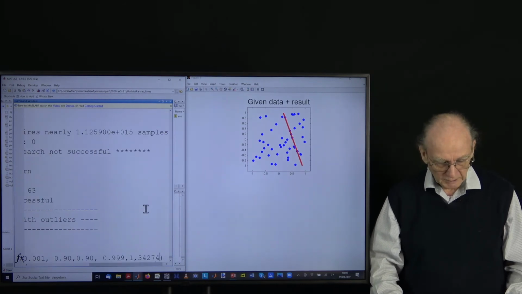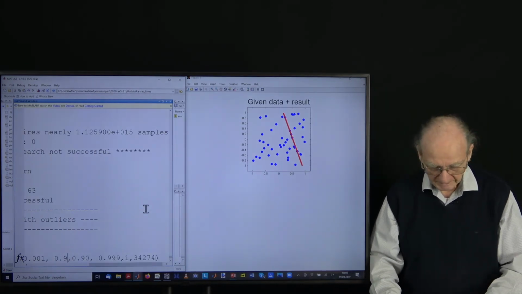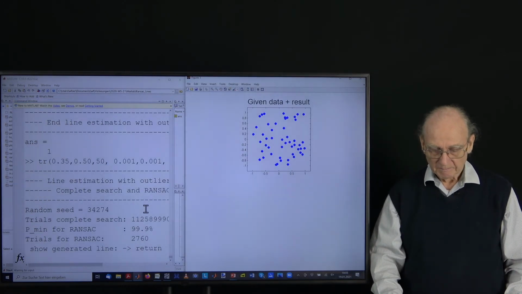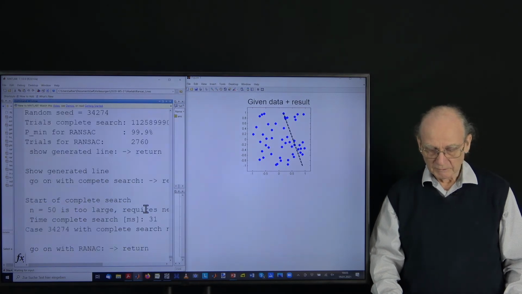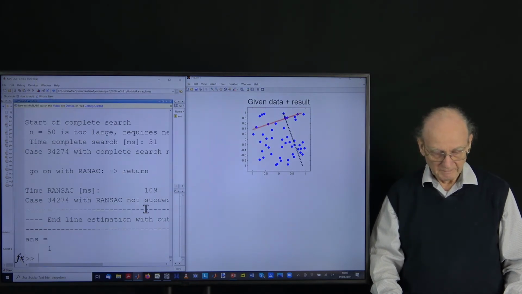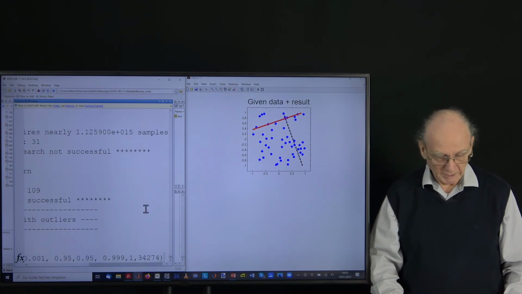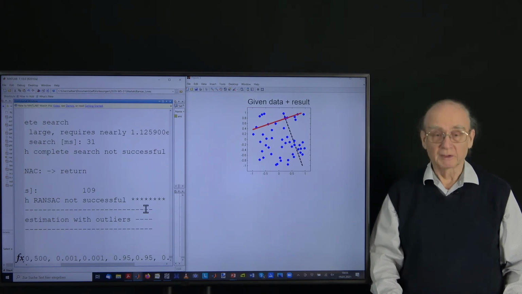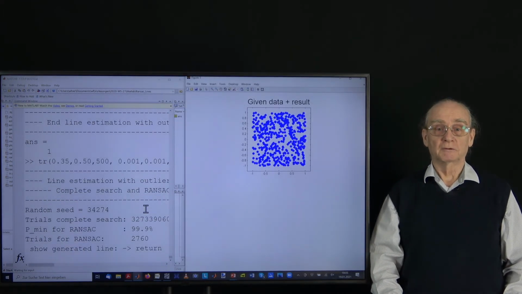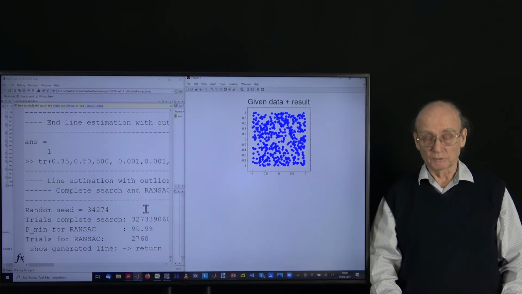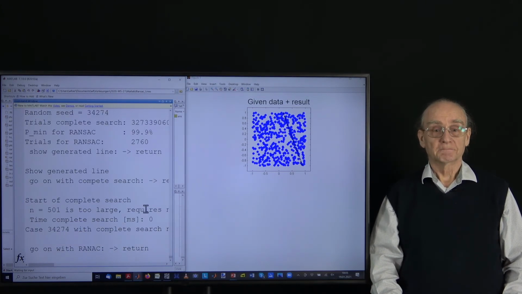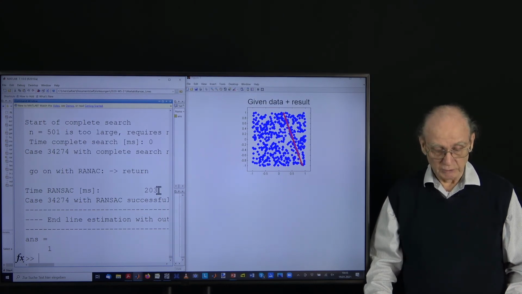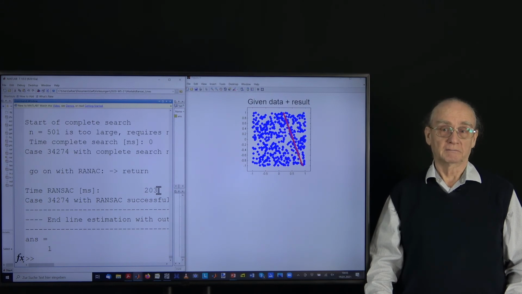We can go up to 95%, but then it's unlikely that we get a good result. No possibility. So we have to increase, let's say, the number of points, let's say to 500. Then we have the following situation. We see the line nearly, yeah? So the good line is here. And the estimated line is exactly at that point, and it took 1/5 of a second to find it.